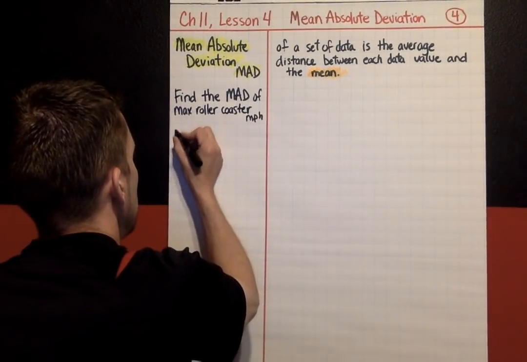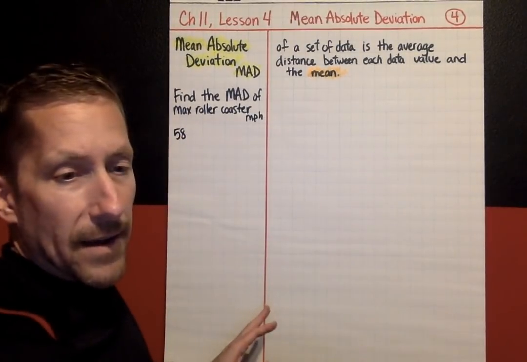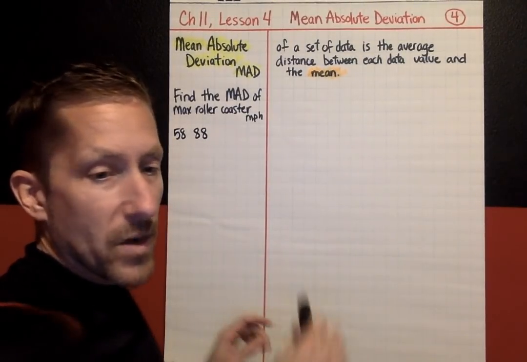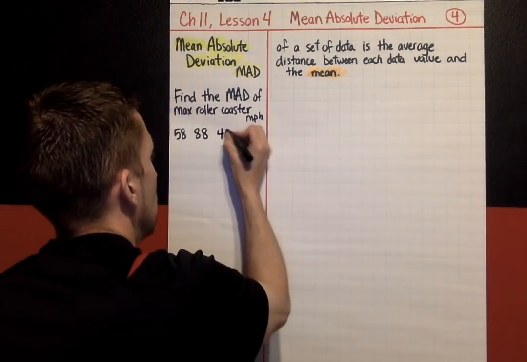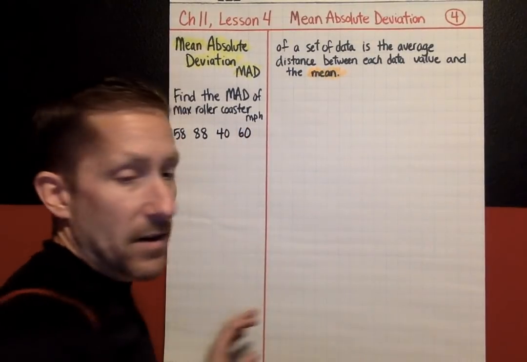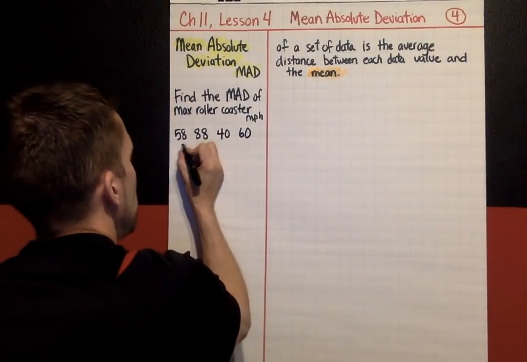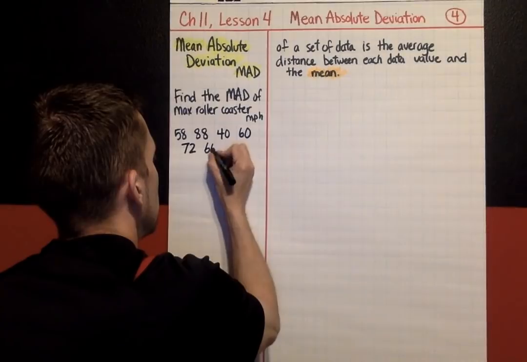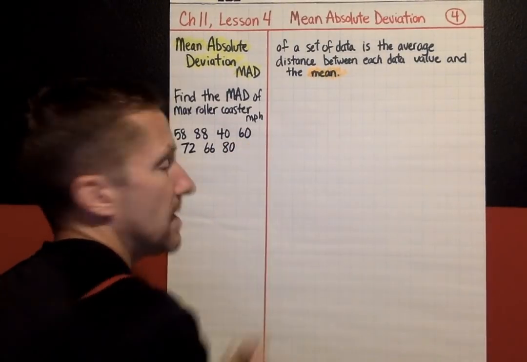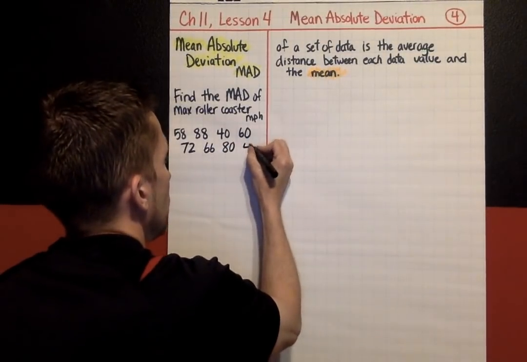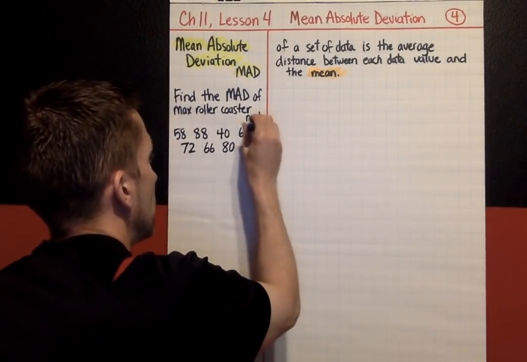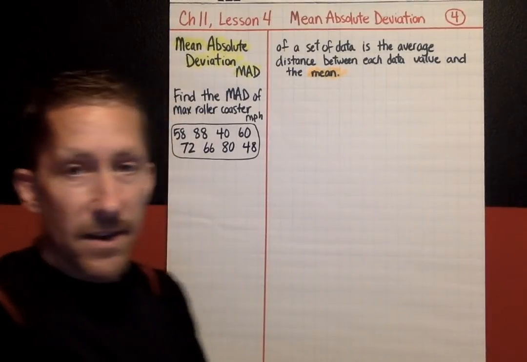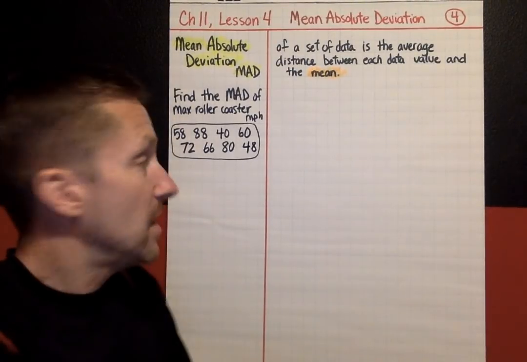58 miles per hour, 88 miles per hour, 40 miles per hour, 60 miles per hour, 72 miles per hour, 66, 80, and 48 miles per hour. So there's our data, max roller coaster speeds.